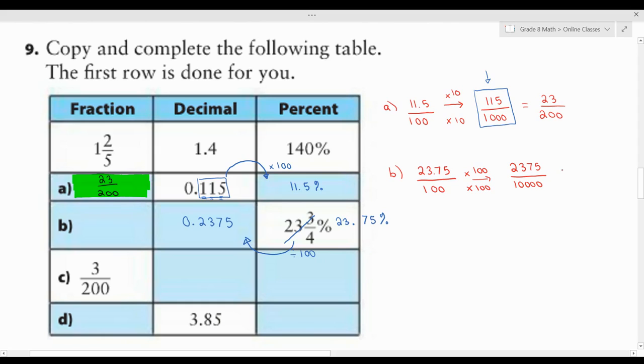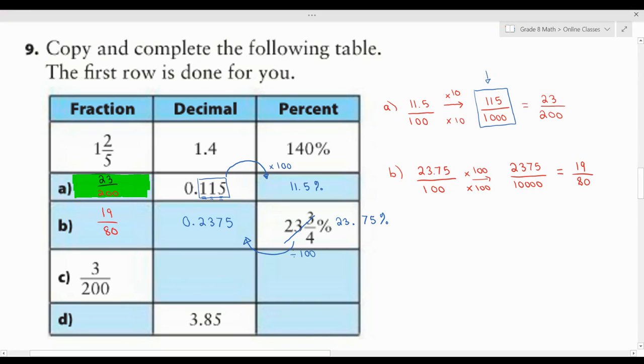Okay, and then if I reduce this down, so 2375. So we can reduce that down. You can divide the top and the bottom by 125. I figured that out by dividing by 5, dividing by 5, dividing by 5. And this will reduce down to 19/80ths. So that would be our fraction format. Wrong number on top, 19/80ths.